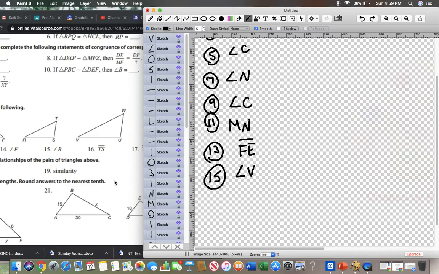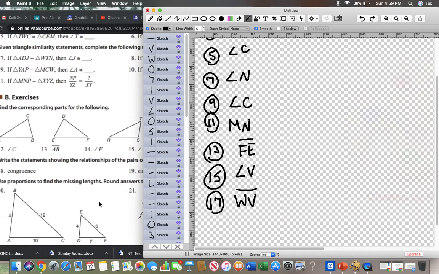And then number 17, you've got segment TR, starting up here, TR. Which side would it correspond with? Segment WV. So that's number 17, segment WV.